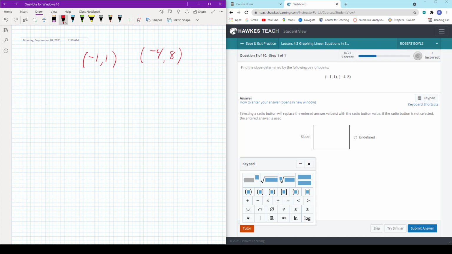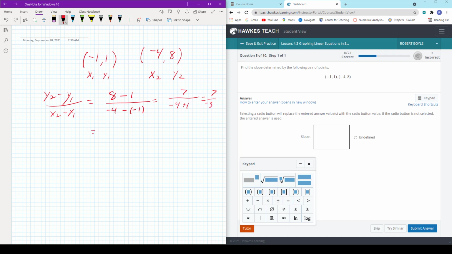So I'm going to call this one x2, y2, and this one x1, y1. And we need to use a slope equation, which is, of course, y2 minus y1 over x2 minus x1. And that will give us 8 minus 1 divided by negative 4 minus a negative 1. Okay, that's going to be 8 minus 1 is 7. Negative 4 minus negative 1 is actually negative 4 plus 1. And that should give us 7 over negative 3.